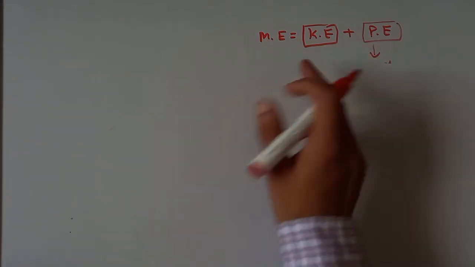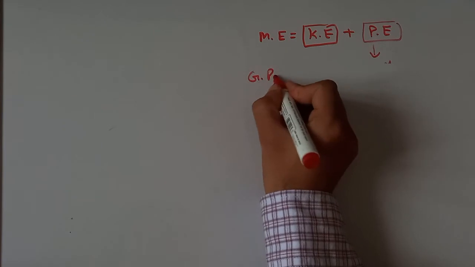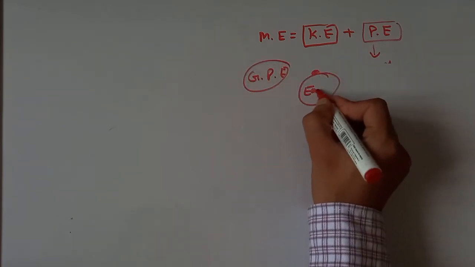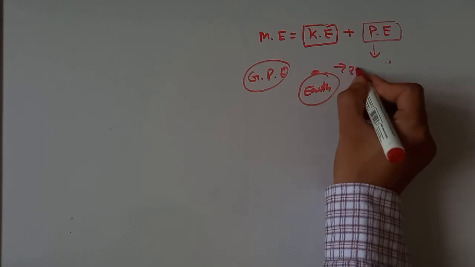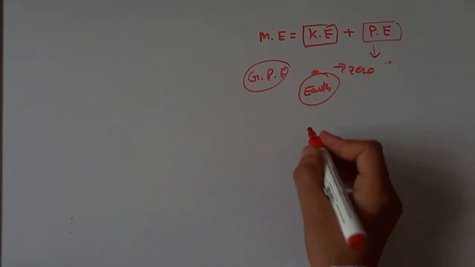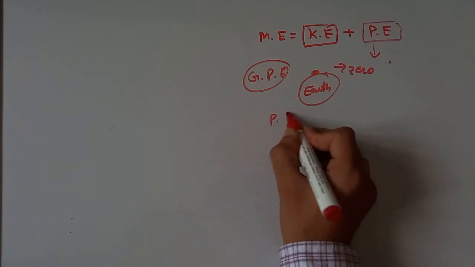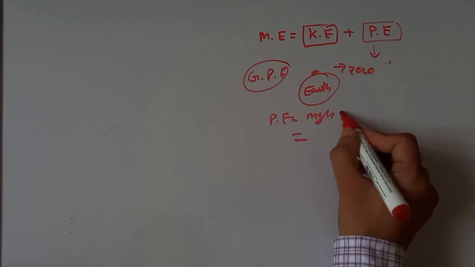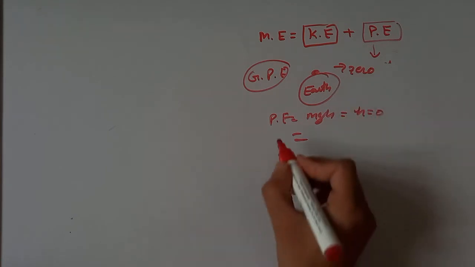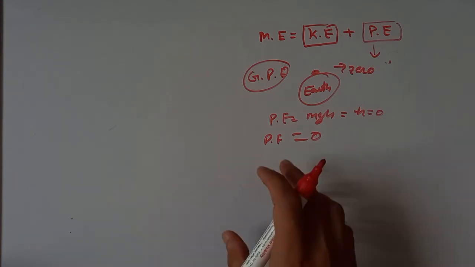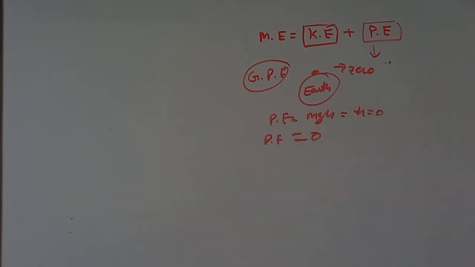And gravitational potential energy on the surface of Earth is zero. Why? Because we know that potential energy is equal to mgh, and on the surface of Earth height is zero. What does this imply? This implies potential energy is equal to zero. So potential energy on surface of Earth is zero.